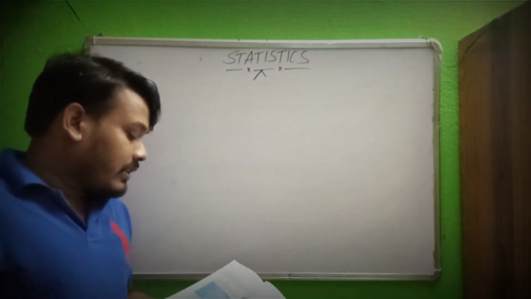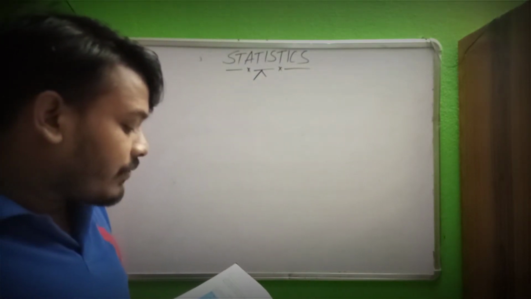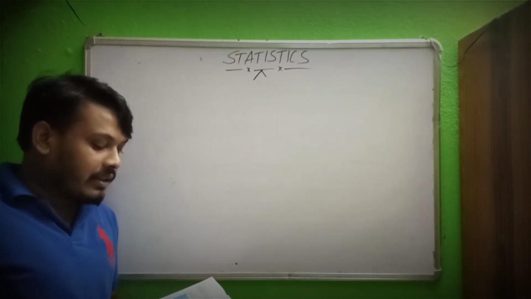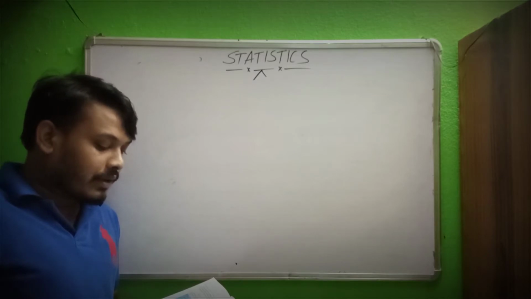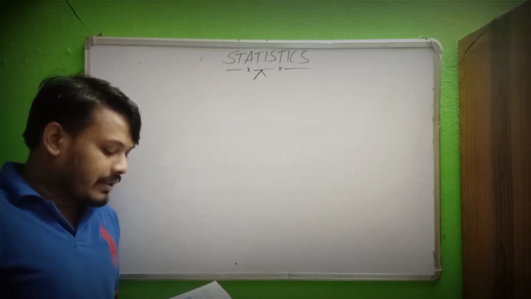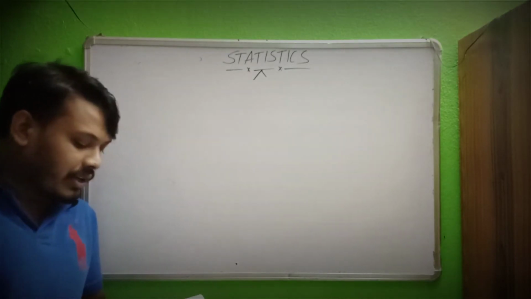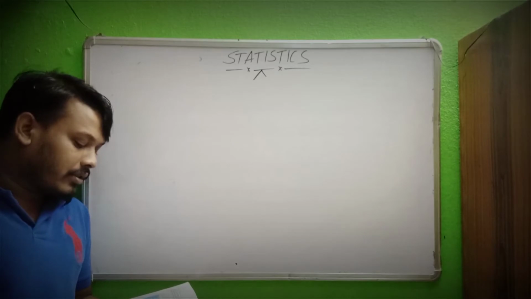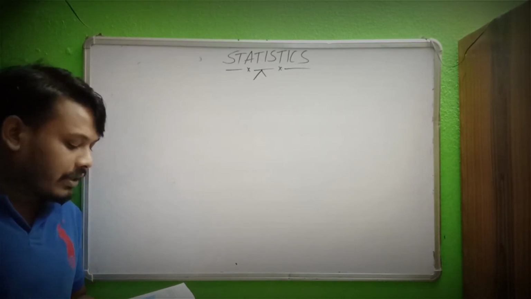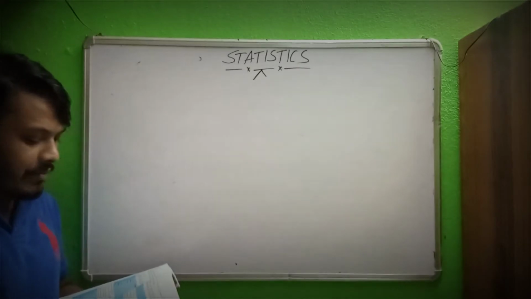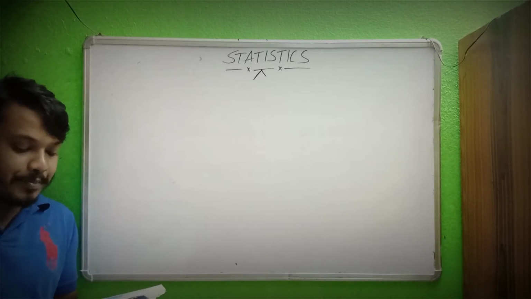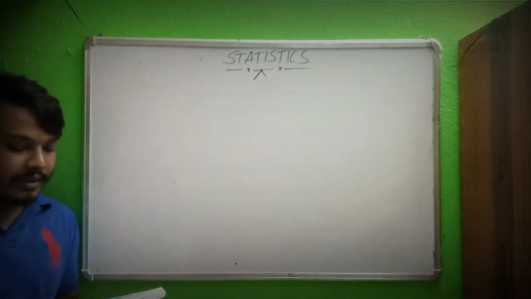Question number 3 is: given below are the seats won by different political parties in the polling outcomes of a state assembly election. Here the political parties are given. A owns 75 seats, B 55, C 37, D 29, E 10, and F 37.